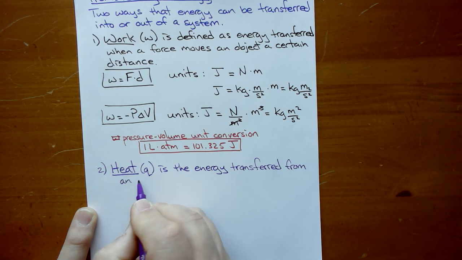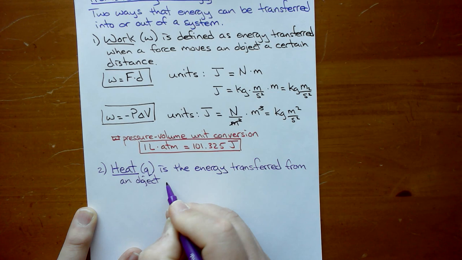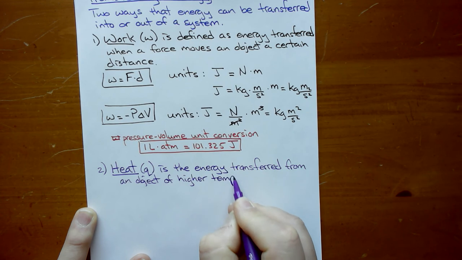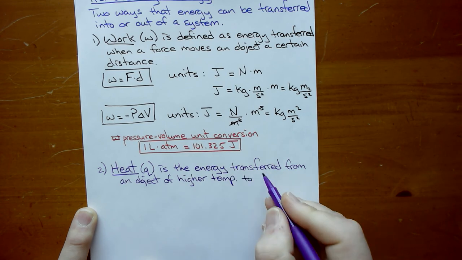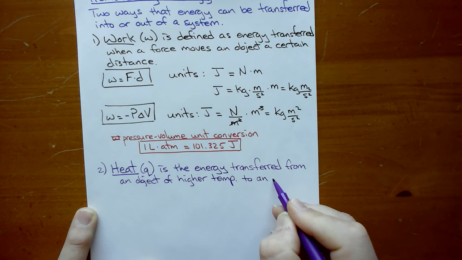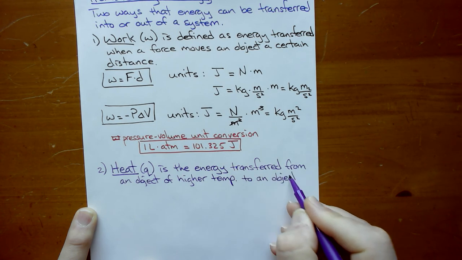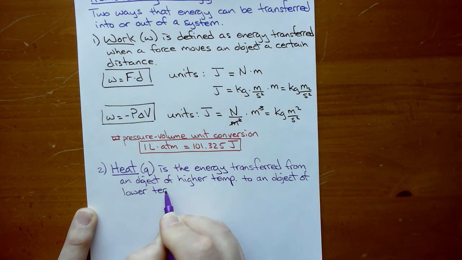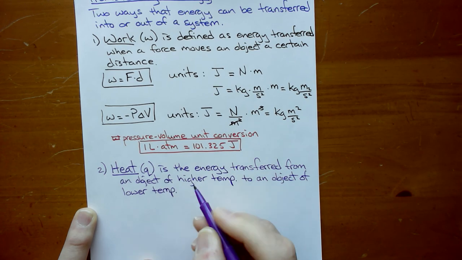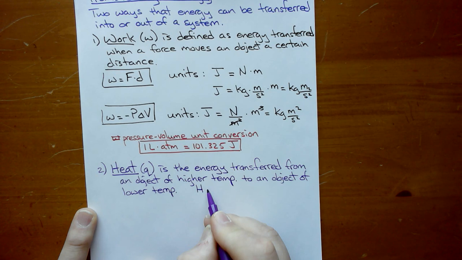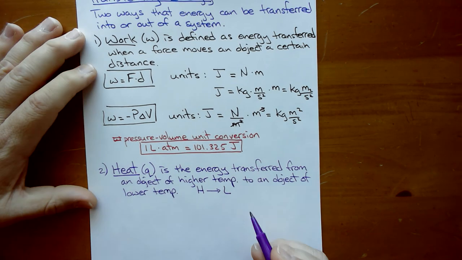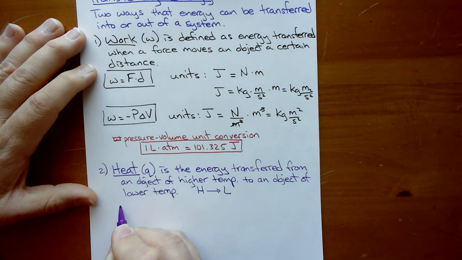From an object of higher temperature, which is hotter, to an object or substance of lower temperature. It's always from high to low. You don't ever go backwards. You don't go from low to high. You always go high to low. And what's important is to be able to discuss this in molecular terms. So let's see what that means.